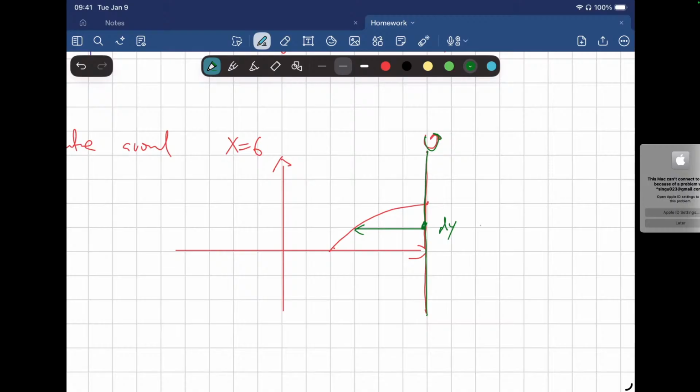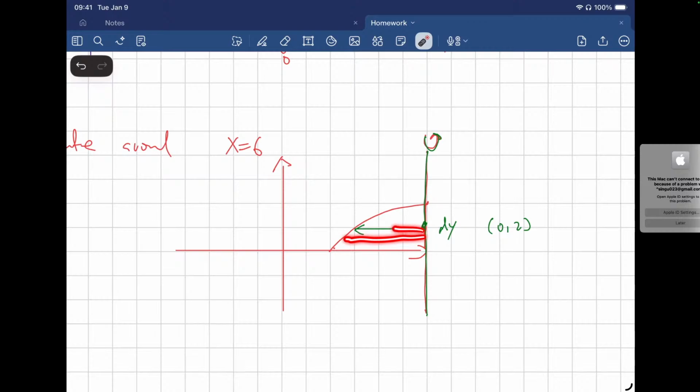Okay, what's the boundary, Willie? It's actually 0 to 2. Why? Because your rotation is right here, right? And you stop at y equal to 2.